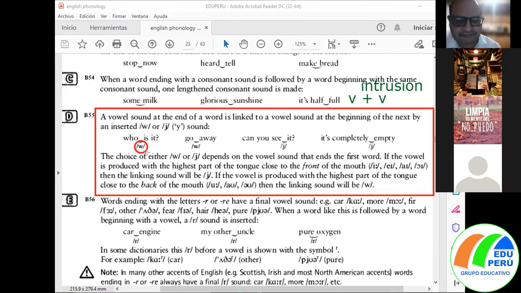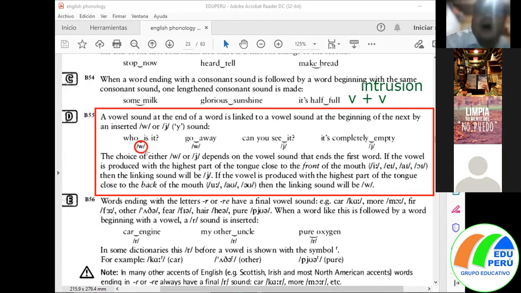Let's pass to the other case. The third sentence. First, slowly. Can you see it? This is in a normal way. Now, together. Can you see it? Notice that you are inserting the consonant ya. The other one, it's completely empty. Separated, it's completely empty. Now, together, completely empty. Notice that you're using the consonant ya. This is called, remember, intrusion.